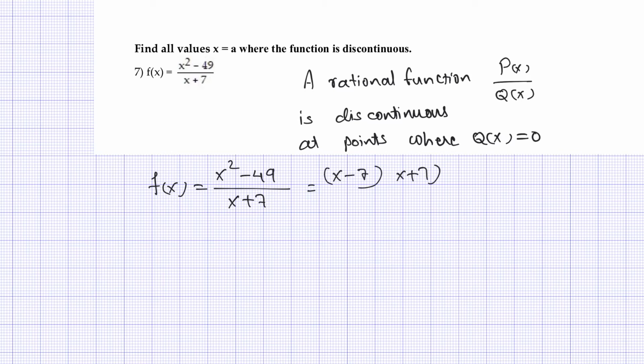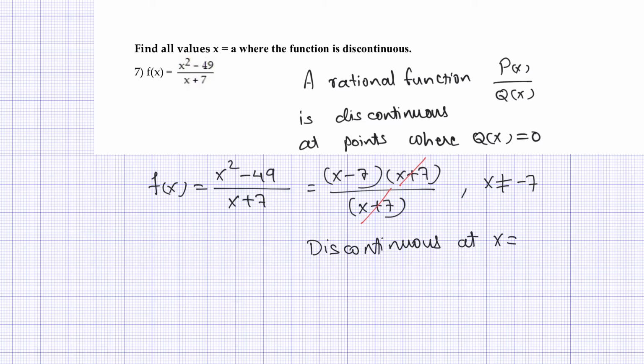Rewriting the numerator as a product of x minus 7 and x plus 7 and cancelling out the common factor x plus 7 in the numerator and denominator, where x is not equal to negative 7, f of x is equal to x minus 7, and the function is discontinuous at x equals negative 7. The common factor x plus 7 here indicates that the graph of the function f of x has a hole at x equals negative 7.